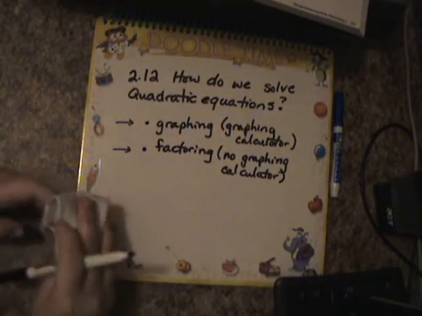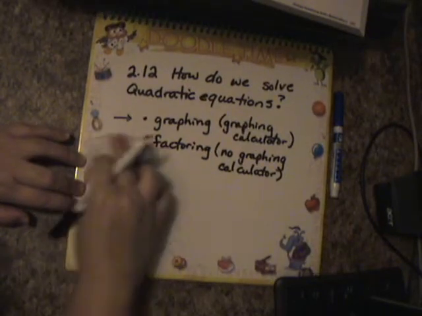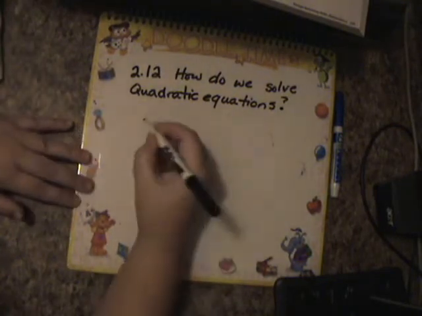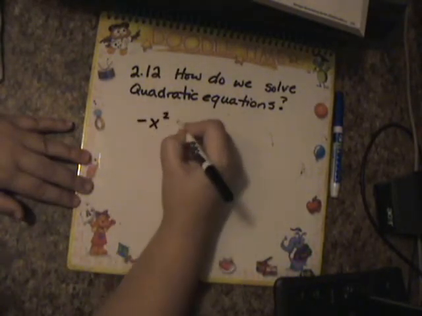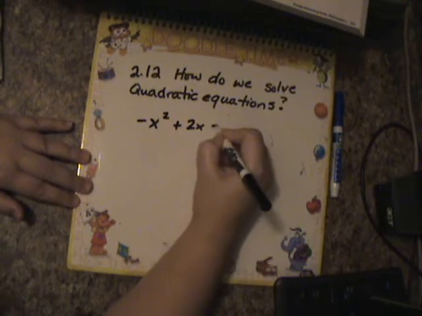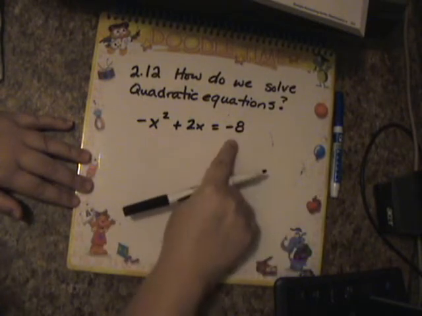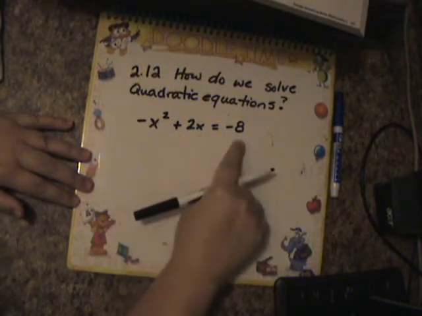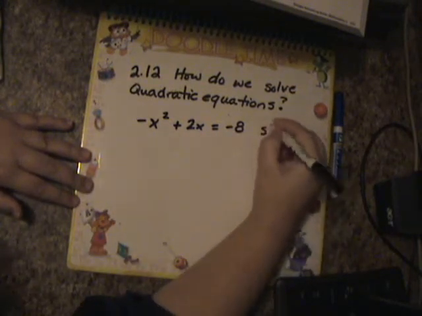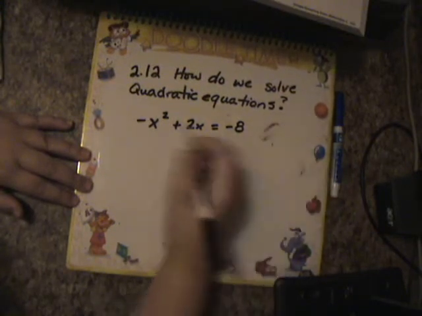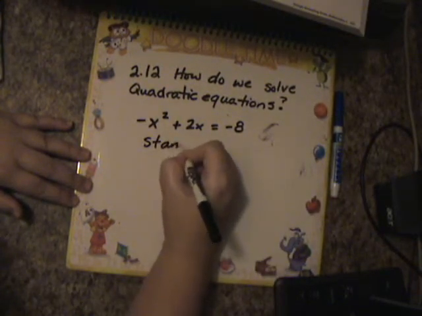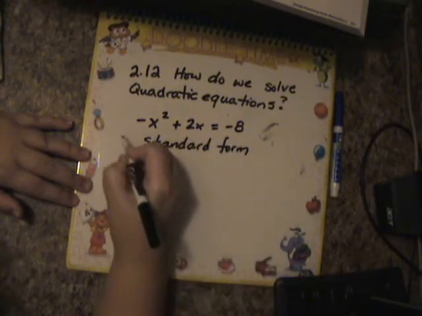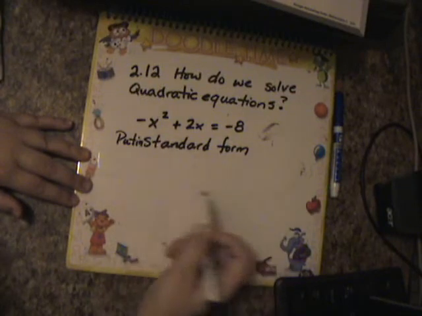Now, when we graph a quadratic equation, which we just did in our previous lesson, say we have the problem negative x squared plus 2x equals negative 8, and we want to graph this. The first thing that we need to do before we graph it is we need to put it in what we call standard form.